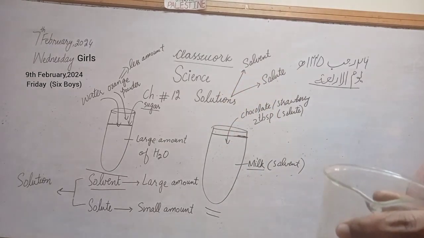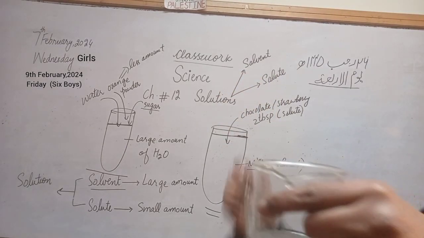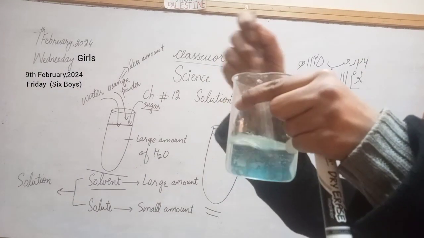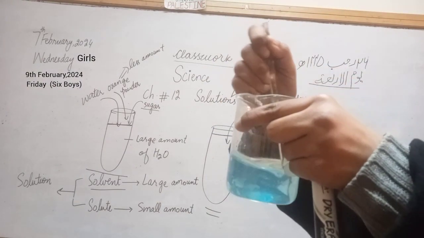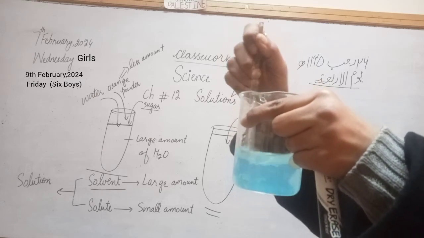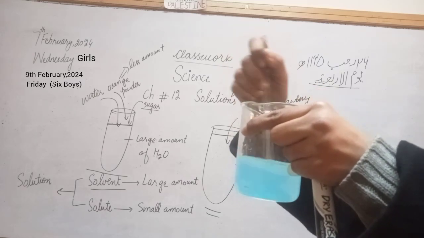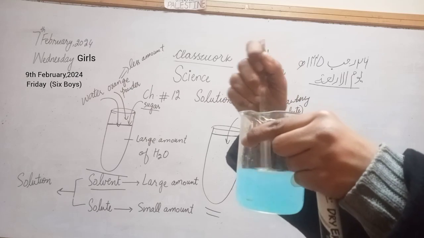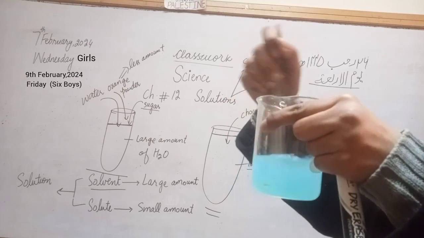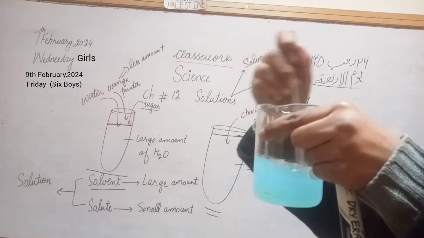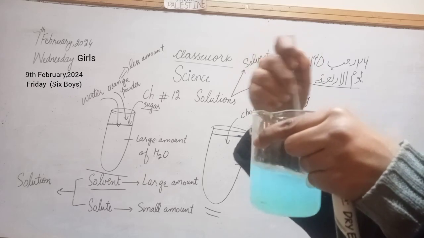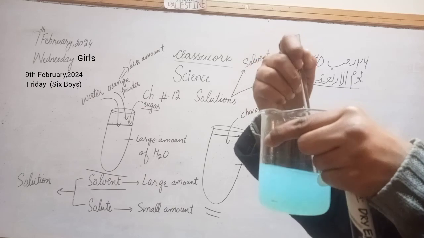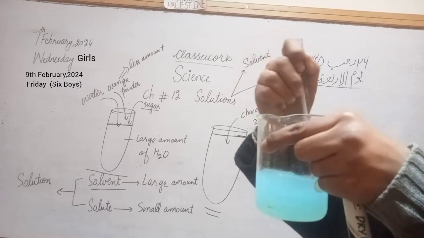And with the help of a stirrer, I will mix these two things. Our solvent is water and solute is copper sulfate. I will mix these two things and I am now making a solution of copper sulfate. The resulting mixture is known as a solution. That is the solution of copper sulfate.